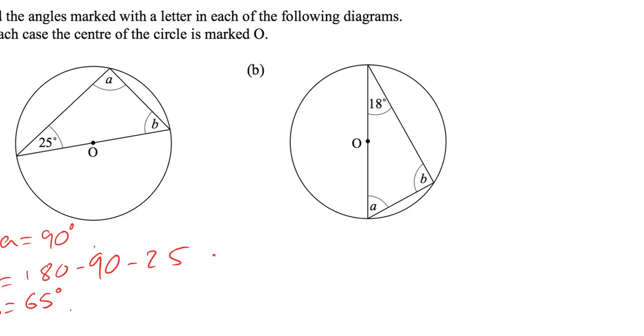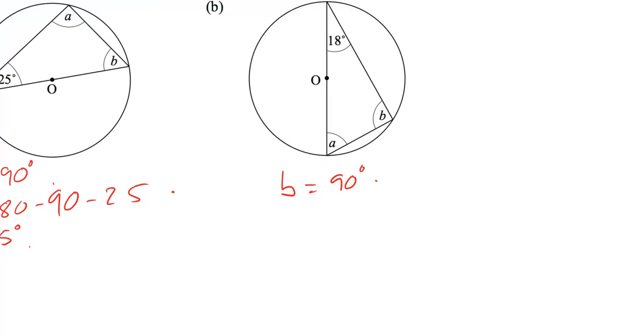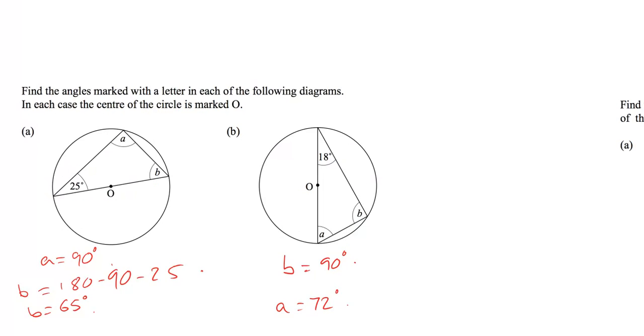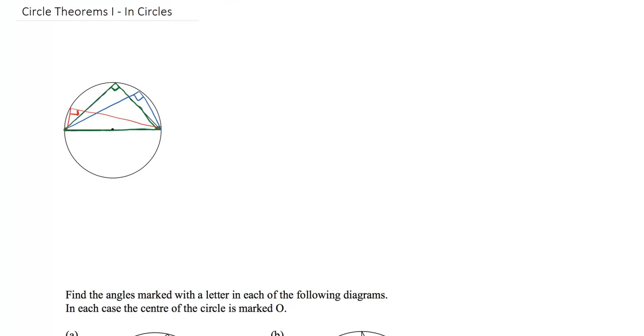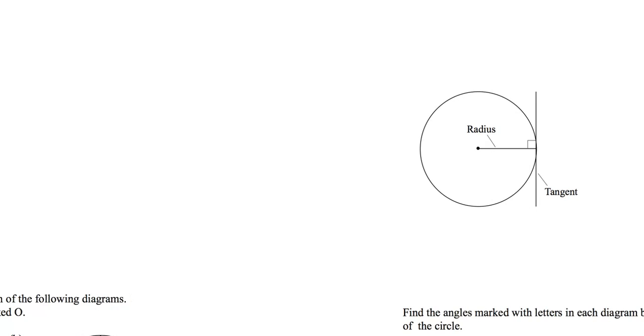Okay, let's take a look at the second one. Well, it's exactly the same situation. This time we'll do B first. B is 90 degrees because we have that diameter, right? Okay, so that side is going to have to be 90. If I then wanted to find out A, that is going to be 72 degrees because I've got to do 180, take away the 90 and the 18 is going to leave me with 72. So that's the first simple theorem we can think about when we're looking at angles in circles.